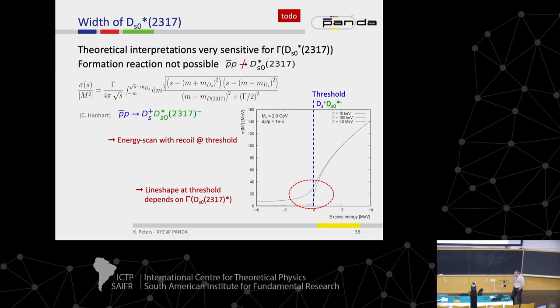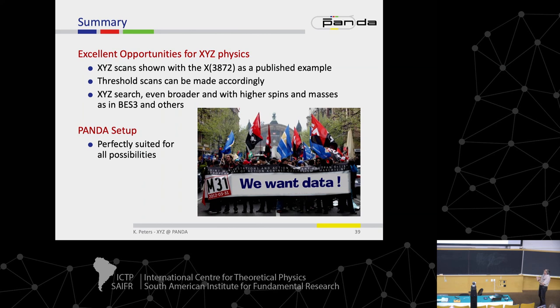I'm almost through. So this brings me to the summary. The XYZ scans which I showed are already accepted for publication. We just wait for EPJA to bring it into the paper. So this is something which you can then look into in more detail. It's a long write-up with all the details of this analysis. We also can do threshold scans, as I mentioned, in the same way, but then having two particles where one has to be extremely narrow, and then we can deduce the width of the other one. And we can do a very broad XYZ search with a recoil particle.